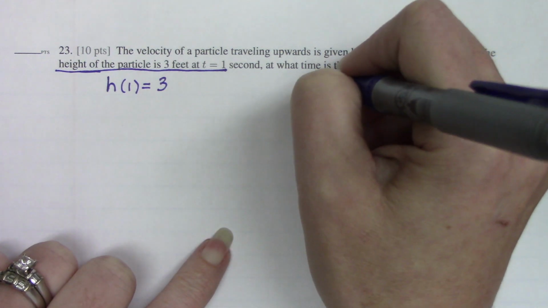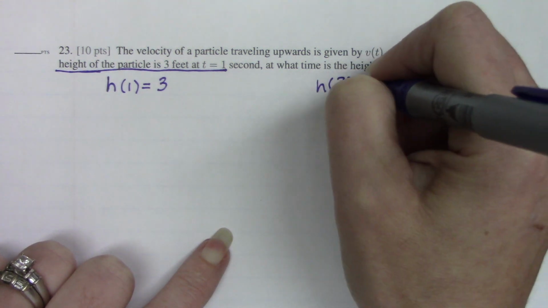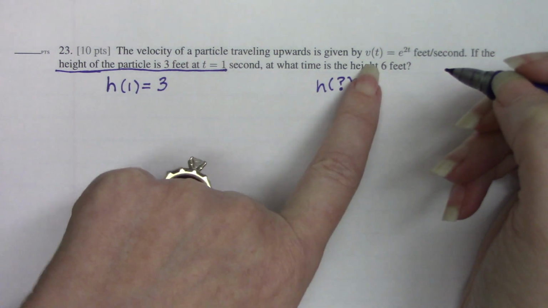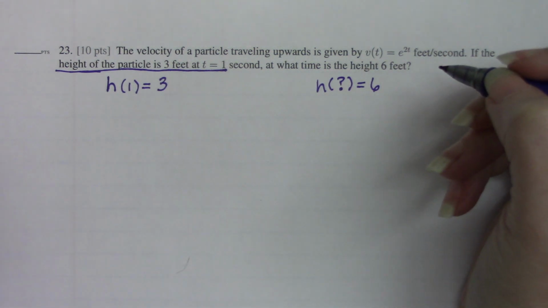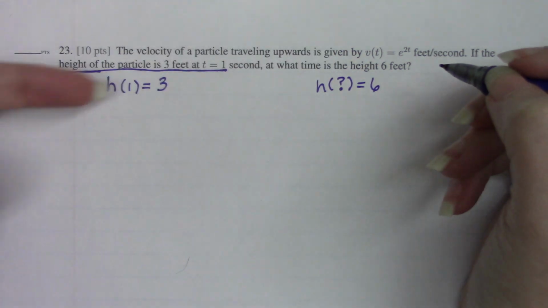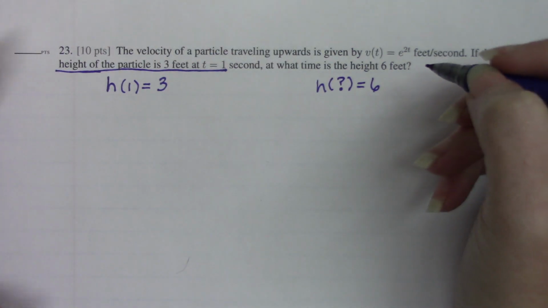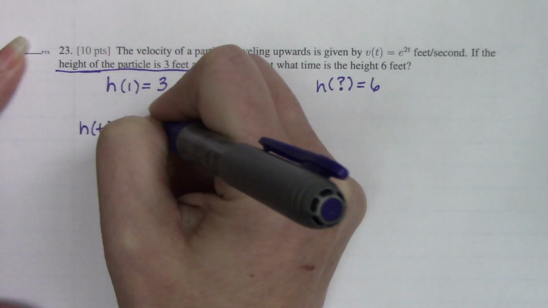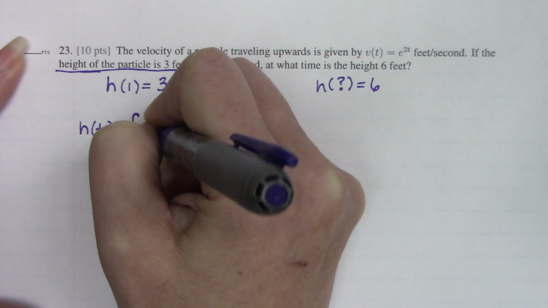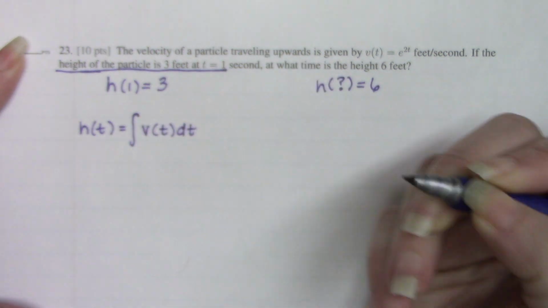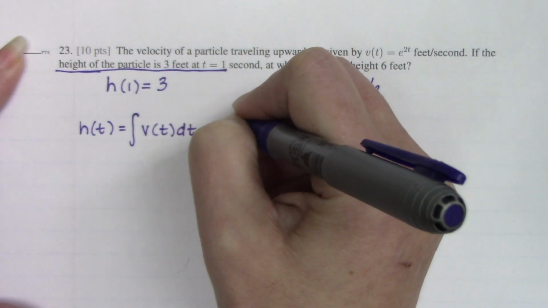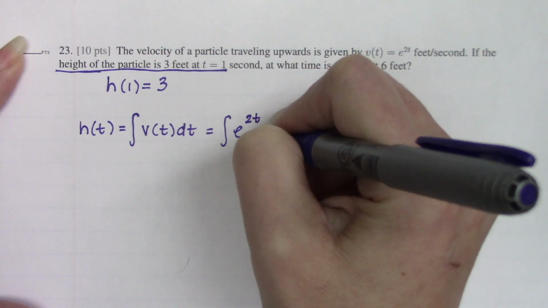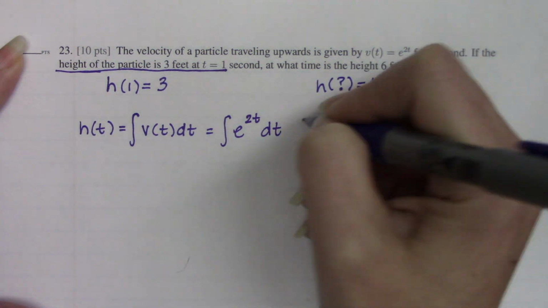So what we're going to try to figure out here is, what do we need to plug in to get a height of 6 feet? So the first thing we're going to have to do is find the height function itself, because we're given velocity, so we can't answer any of these questions without the height function. So we find the height function, h of t, by integrating the velocity function. And that means that's the integral of e to the 2t dt.